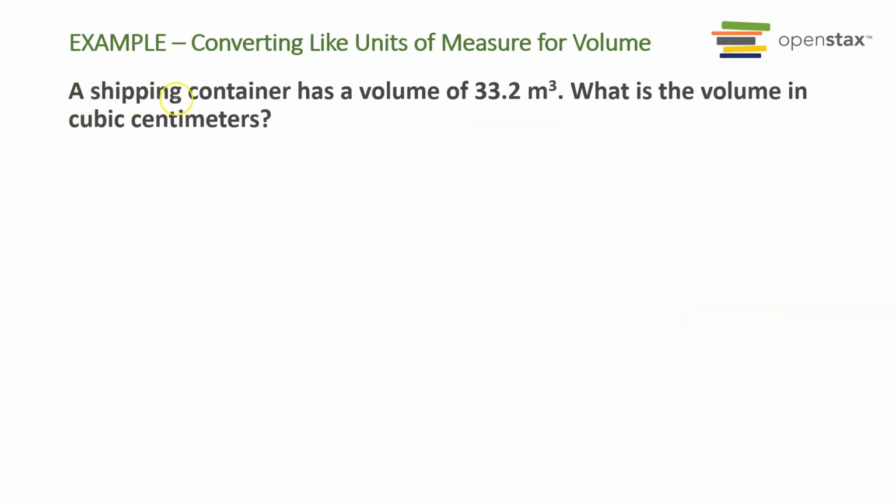So what about this example? A shipping container has a volume of 33.2 cubic meters. What is the volume in cubic centimeters? So again, thinking about this, we're going from the base unit meters to centimeters. So we're really looking at a conversion factor of 1,000,000. But let me show you how I know that.